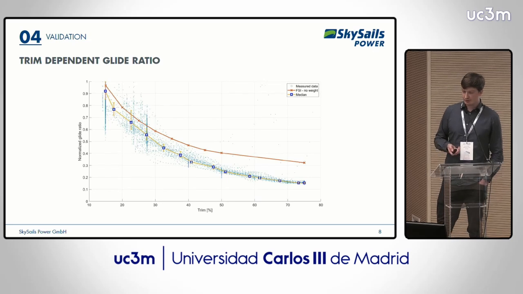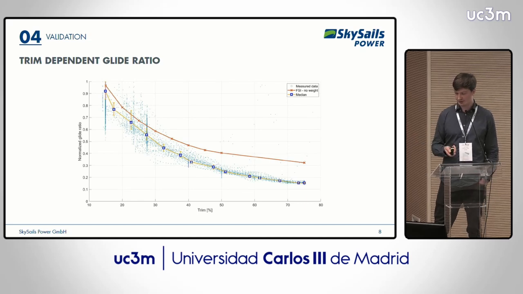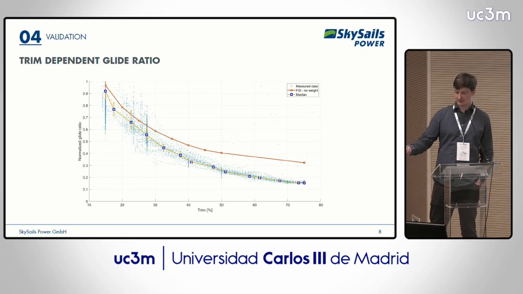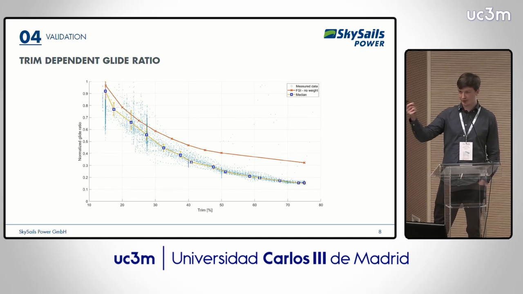Same thing can also be shown for the glide ratio. Here you can see the trim position from 15% to, in this case, 75%, which is depowered. In reality, we measure that the glide ratio drops as soon as we depower the kite. And the same thing can be seen for the FSI simulation. So the glide ratio drops, but it's still overestimated. For example, the depowered glide ratio is by a factor of 2 higher in the simulation compared to the measurements. I also indicated FSI no weight here, which means I didn't include any weight of the model.